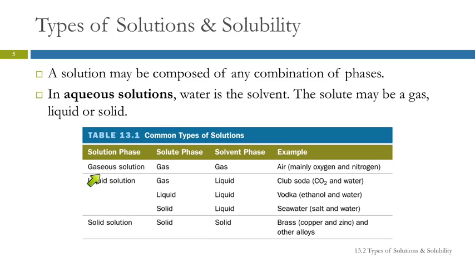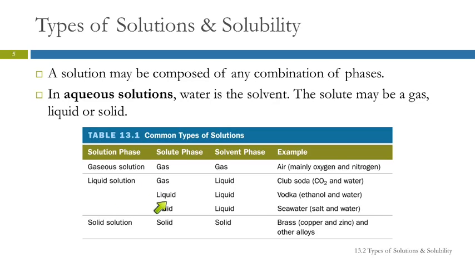So you can have gas solutions where the solute is a gas and the solvent is a gas. An example is the air we're breathing right now. So there's a lot of nitrogen, that would be considered the solvent. And then there's oxygen, that would be the solute. And then there's also argon and carbon dioxide and other things. So it's all a gas.